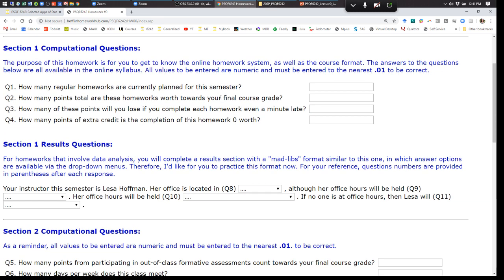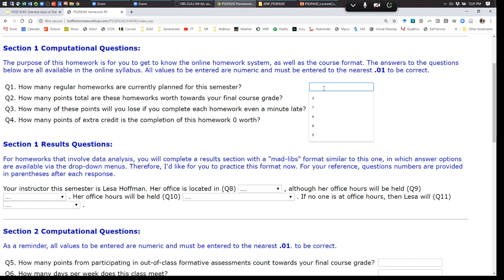From there, we have 2 kinds of questions, and they will be interwoven into sections like this. This example just has 2 sections, but one of them is computational, so the answers are all numbers. They must be entered to the nearest, whatever the precision is for an assignment to be correct. It's usually 0.01, so that means you need to keep track of at least 2 numbers after the decimal for it to be correct. In this case, we don't need to worry about that because these are all whole numbers.